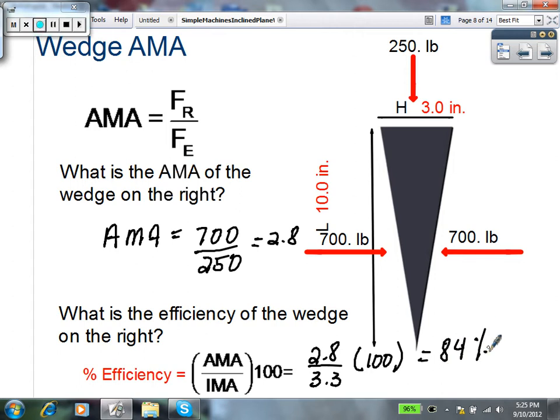That's actually really good to have an efficiency of 84% for a wedge. Usually it's a lot lower because there is so much friction force involved in pushing the wedge underneath the weight or actually splitting the material apart.